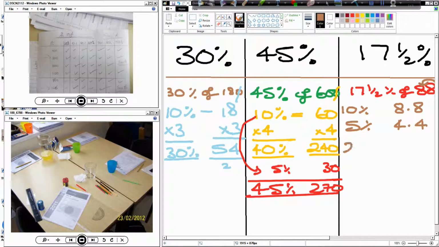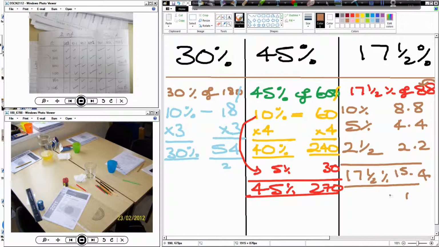Then we would do 2.5%, which is half of 5%. And half of 4.4 is 2.2. So all of these added together gives us 17.5%. And all this added together will give you 15.4. 15.4 is the answer. Get all that down.